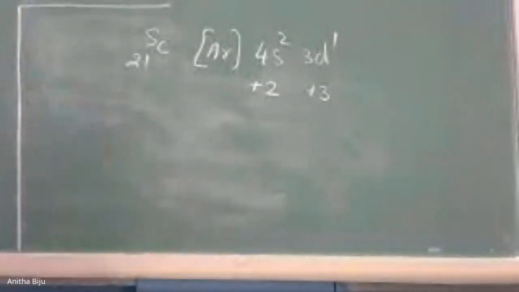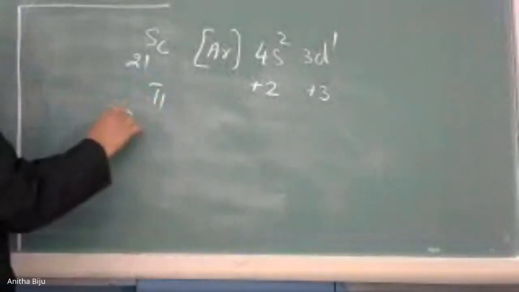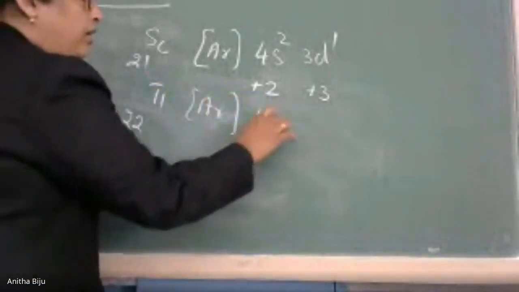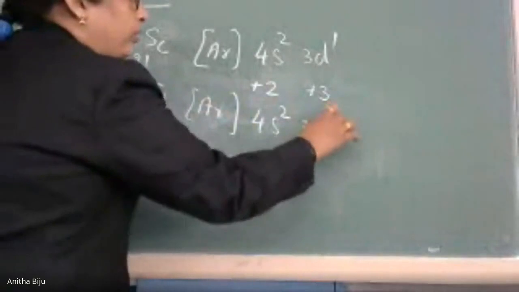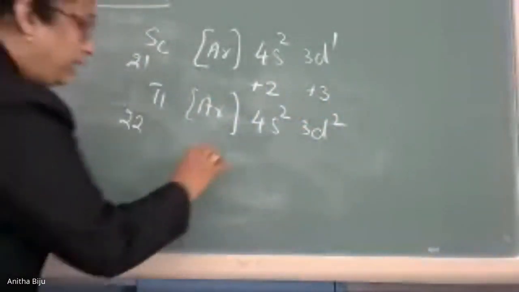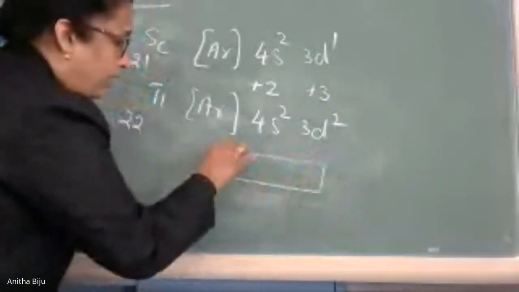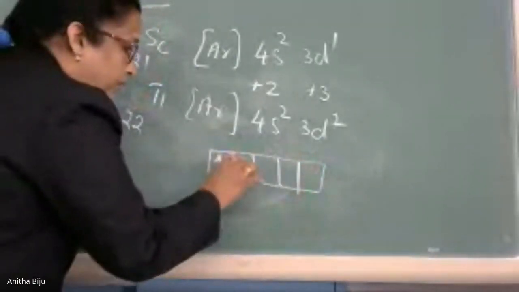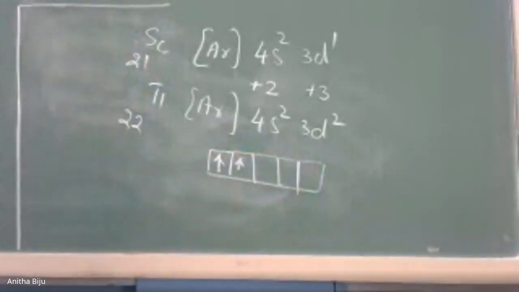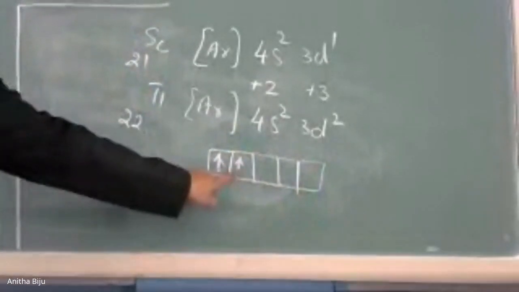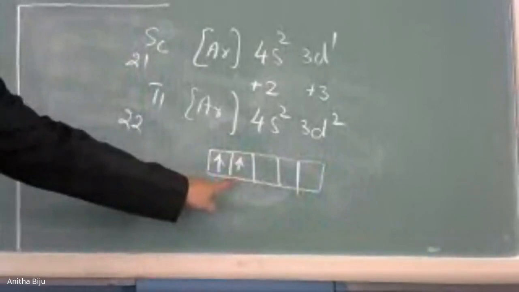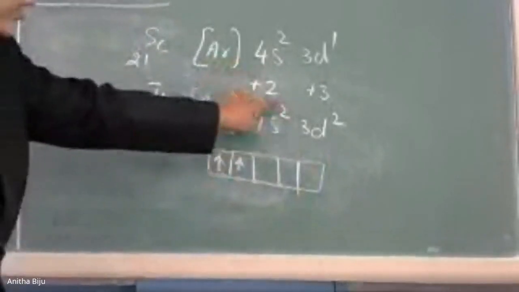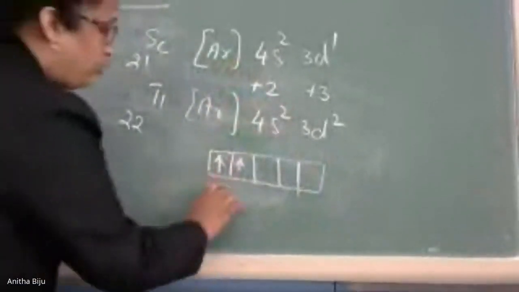Next element is titanium with atomic number 23. Its configuration is argon configuration 4s2 3d2. You know that 3d has five orbitals: 1, 2, 3, 4, 5. According to Hund's rule of maximum multiplicity, one electron enters each orbital first. Because of this, first it is capable of showing the oxidation state +2.